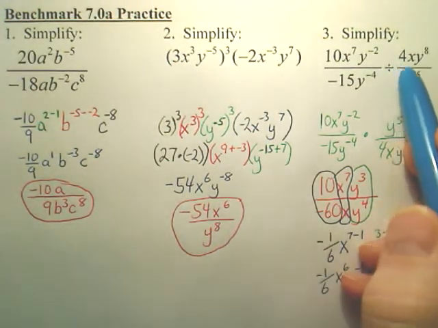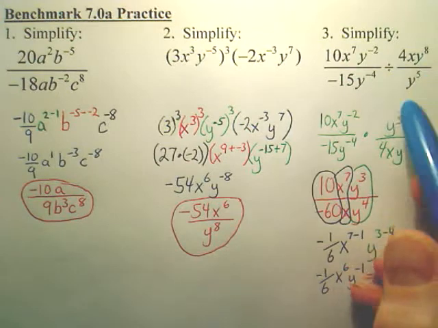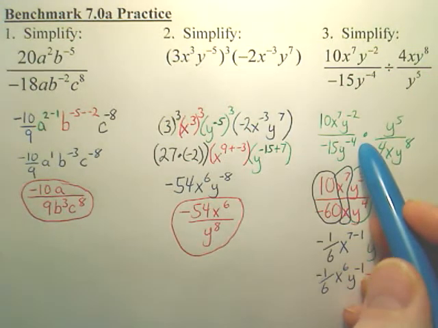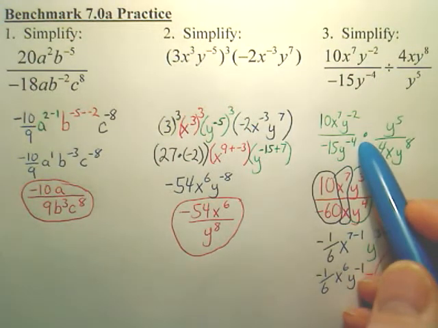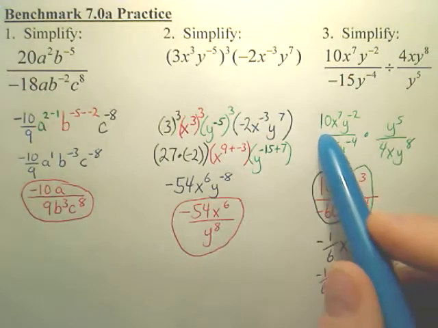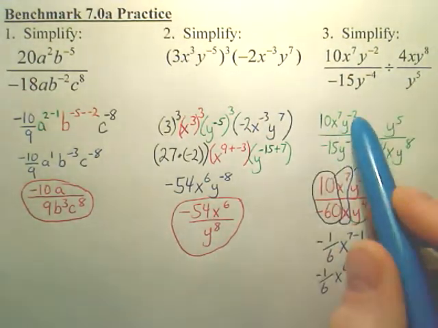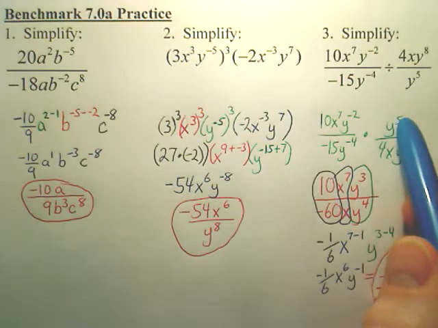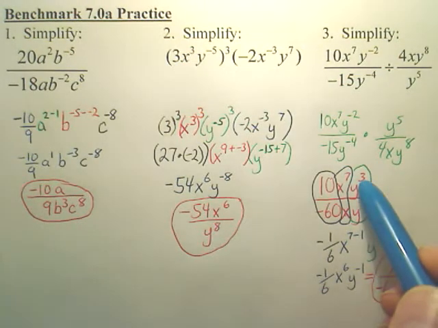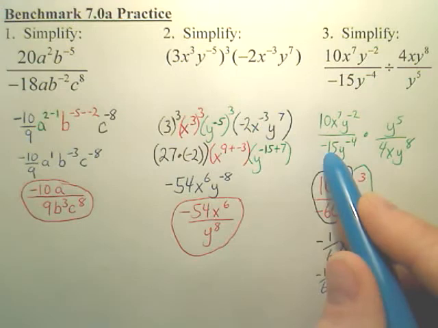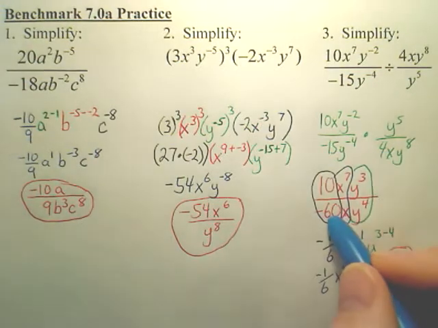The last one, whenever you divide, you have to think of that as flipping and multiplying. So you're going to flip and multiply whenever you divide. Then I multiply straight across. And when I multiply straight across these y's, you'd add negative 2 and 5, and you get 3. Here I multiply negative 15 times 4, I get negative 60.